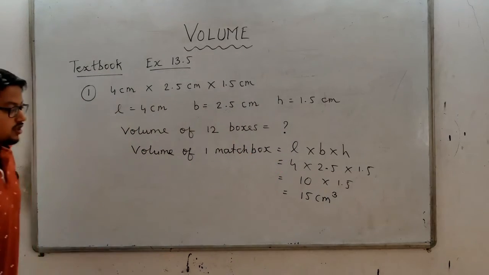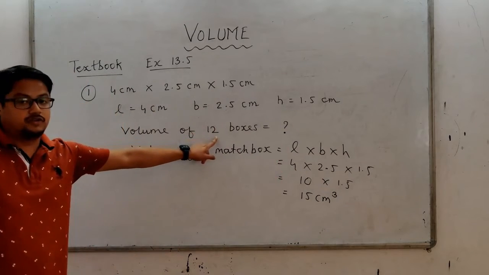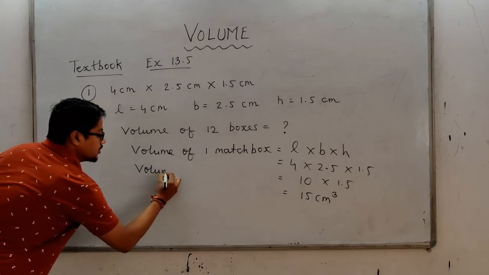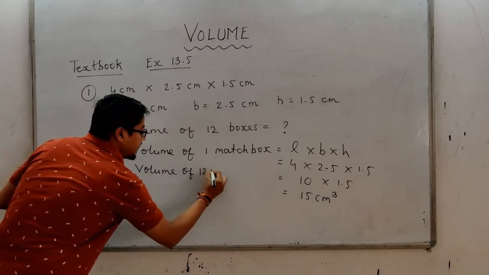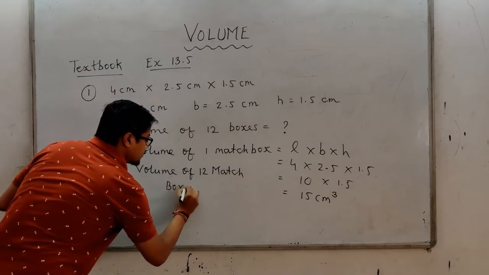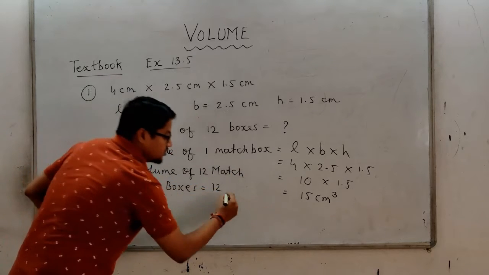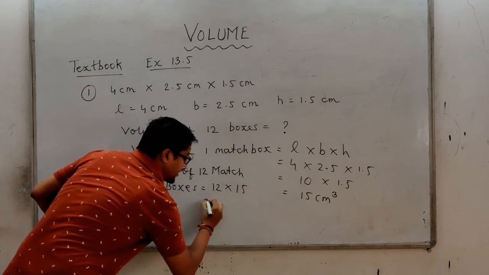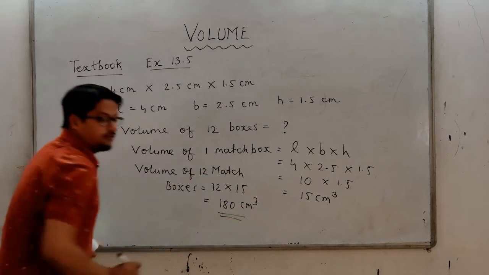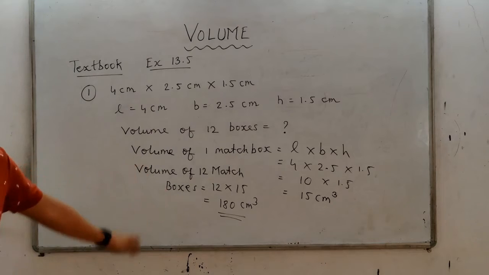This is not the final solution because we have found out the volume of a single matchbox. We need to find out the volume of 12 such matchboxes. So, volume of 12 matchboxes equals 12 times the volume of a single matchbox, which was 15. So 12 into 15 equals 180 centimeter cube. So this is our final answer. Volume of 12 matchboxes will be 180 centimeter cube.